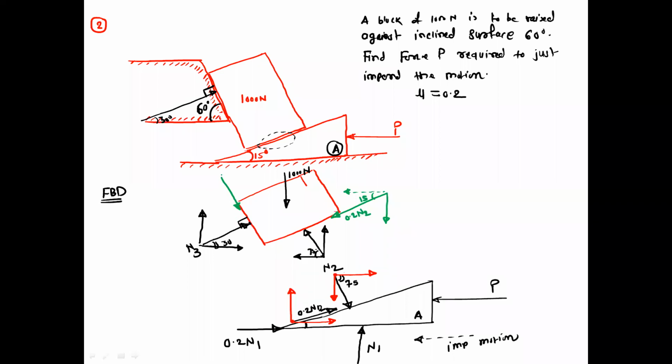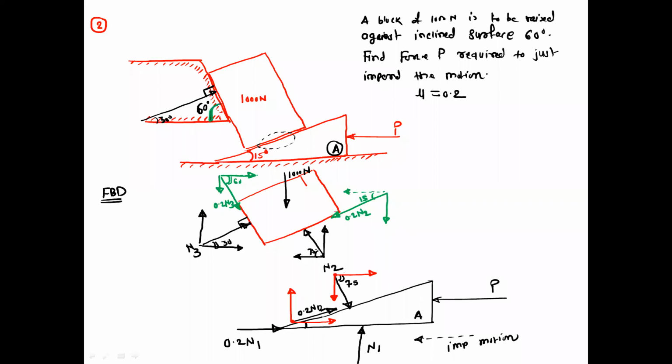So this angle is 60 degree. It is the same angle. Okay, so this angle is 60 degree. Therefore, this angle will be 60 degree alternate angle. And this value will be 0.2 into N3. So this is X component and this will be Y component for this 0.2 into N3. Okay.